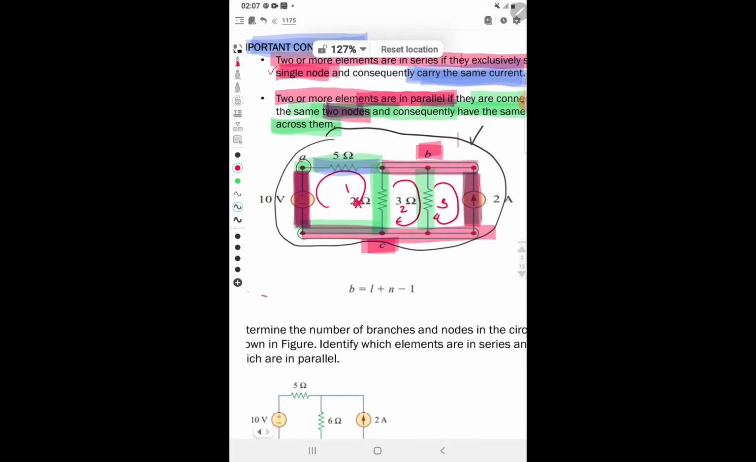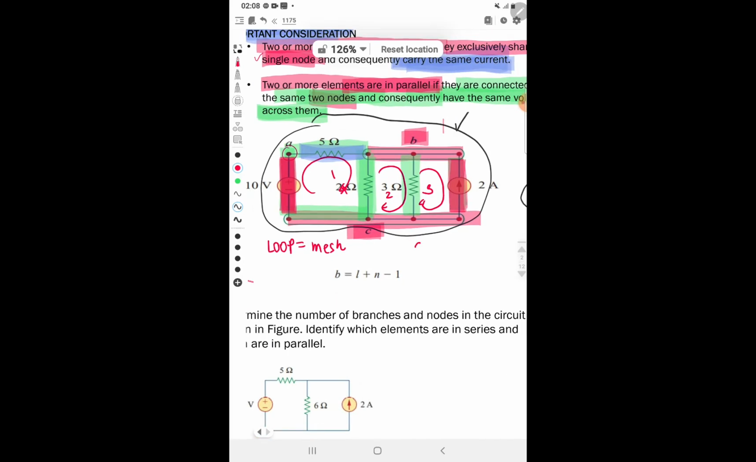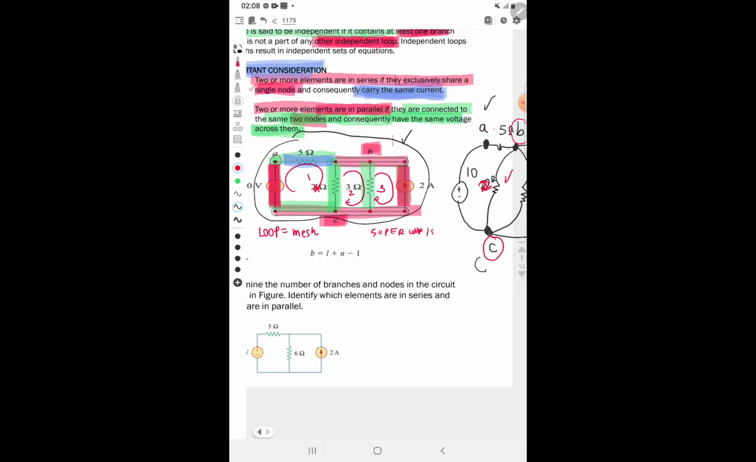Right. So take note that our loops are also called our mesh. We also have what we call a super loop or super mesh. So if we are using our super loop or super mesh, it is going beyond our independent loops. So this loop is called a super mesh.